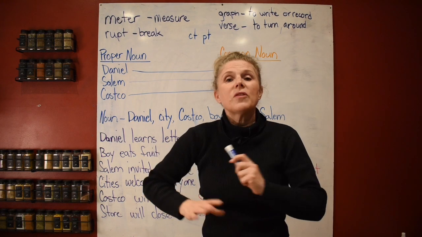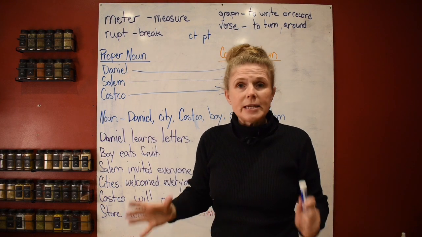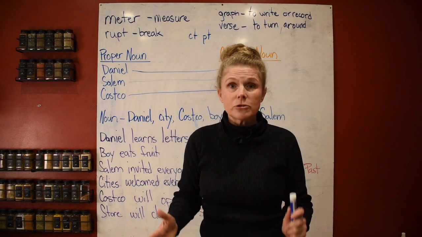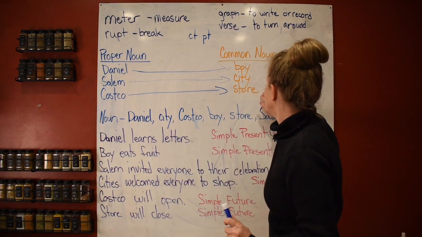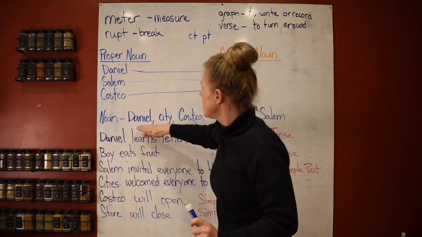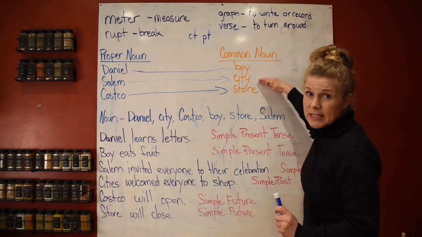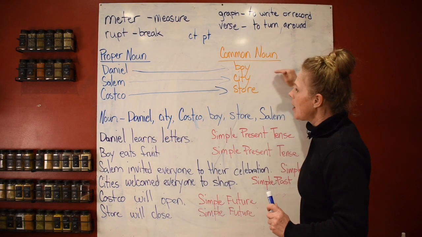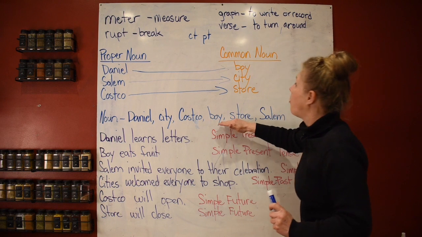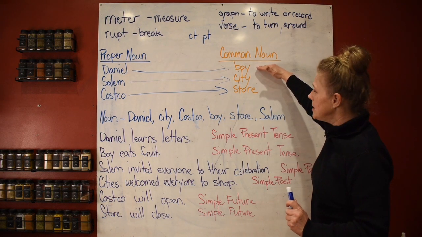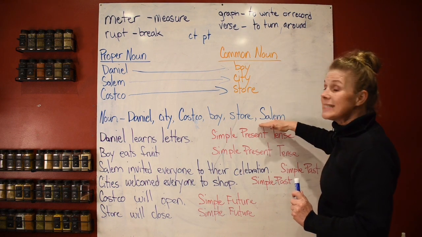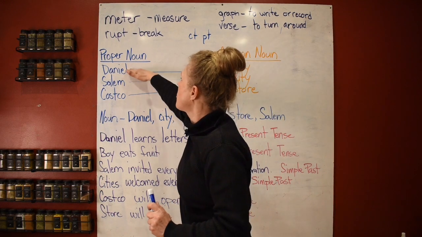So remember, with it being a noun, you need to understand what a noun is. Right off the bat, when you're trying to structure a sentence, you have to understand what a noun is. Now, here's a noun. Daniel is a noun. It's proper. City is a noun. It's a common noun. Costco is a proper noun. Boy is a common noun. Store is a common noun. Salem is a proper noun.